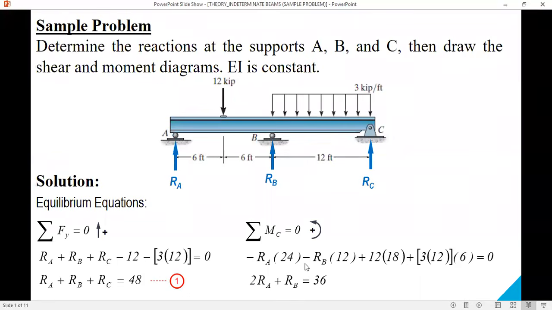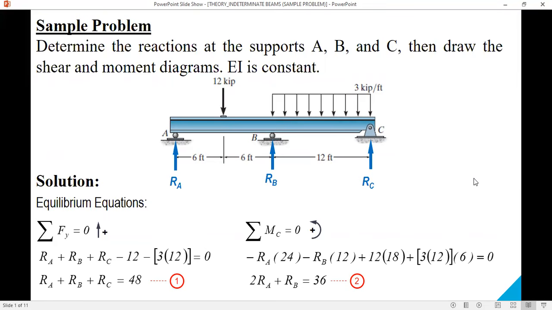Okay, this one: 2RA plus RB equal to 36. So multiply and then combine and divide by 12. The result is 36. This will be our equation number 2. Now, we have 3 unknowns, but we only have 2 equations. So we need to find an additional equation in order to solve for the reactions.